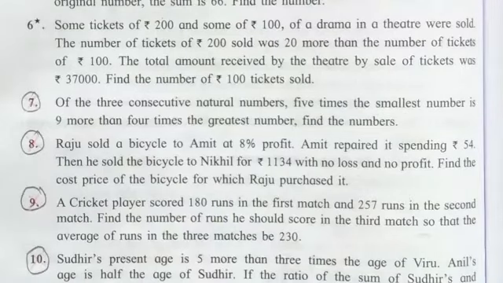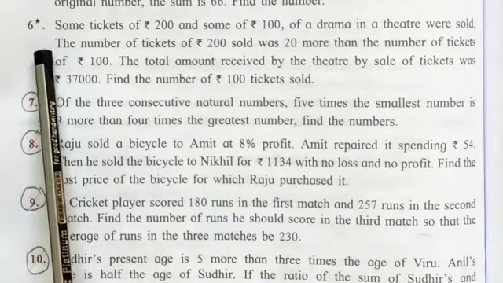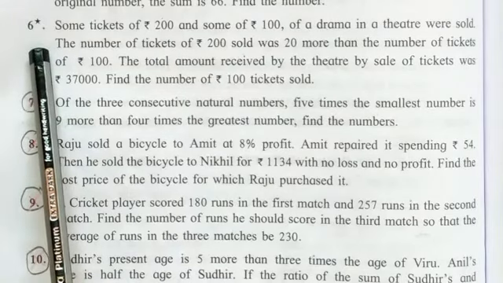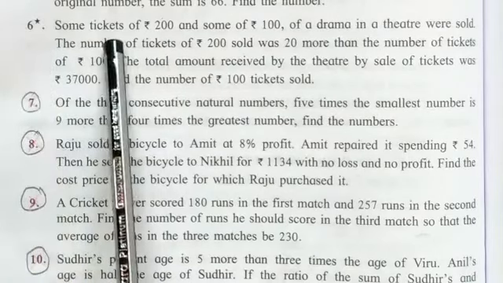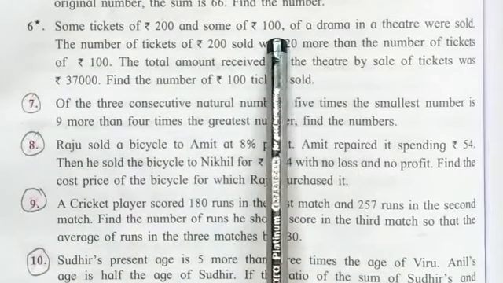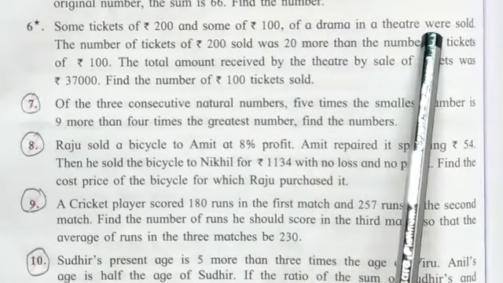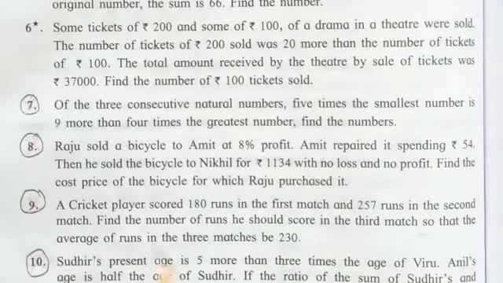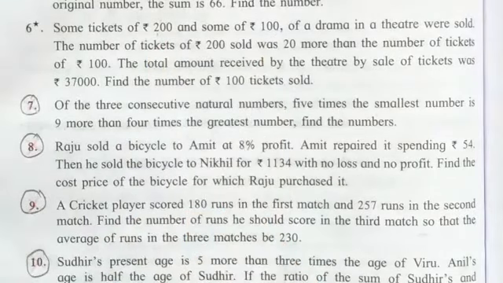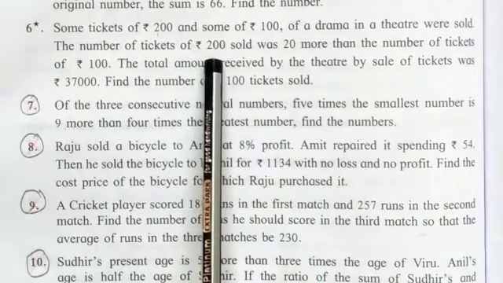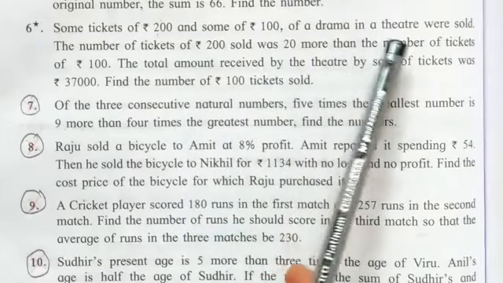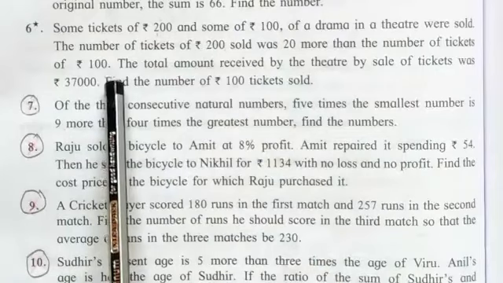Now students, let's see one more different sum from practice set number 12.2, that is the sixth one. Please concentrate over the question. Some tickets of 200 rupees and some of 100 rupees of a drama in a theatre were sold. It means few tickets of 200 rupees and few tickets of 100 rupees were sold in the theatre. The number of tickets of 200 rupees sold was 20 more than the number of tickets of 100.